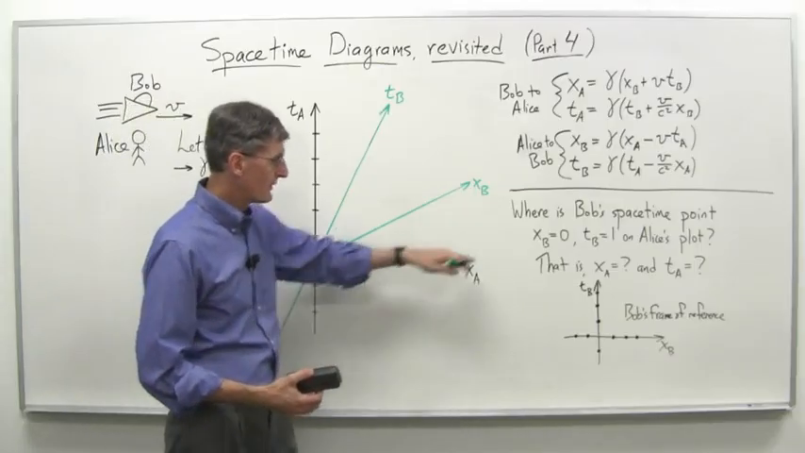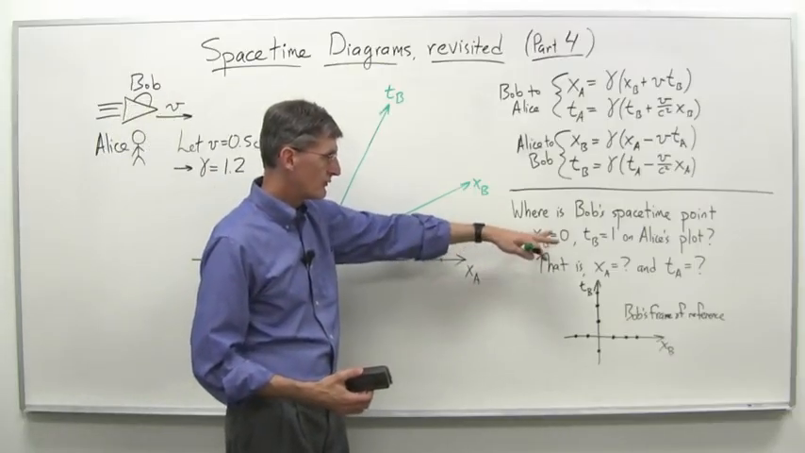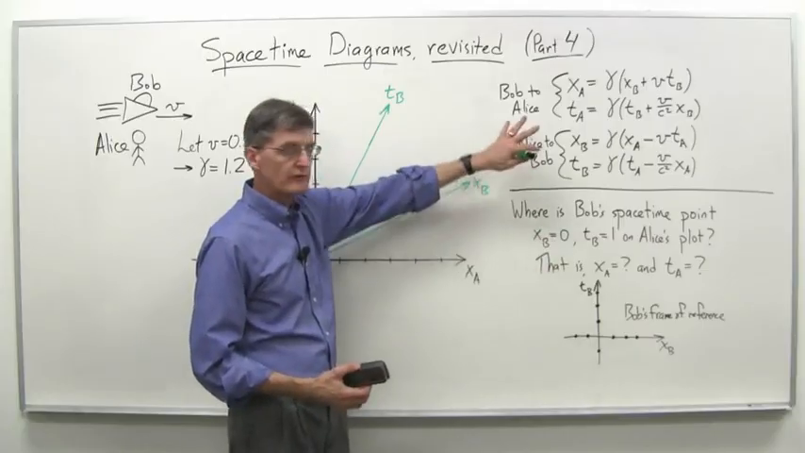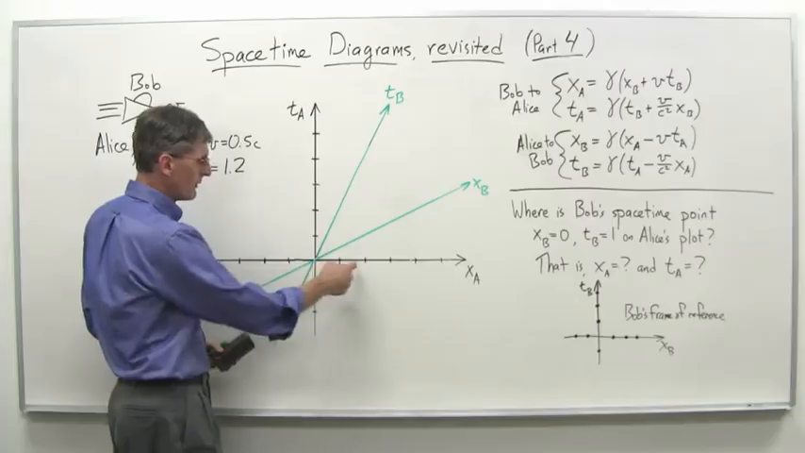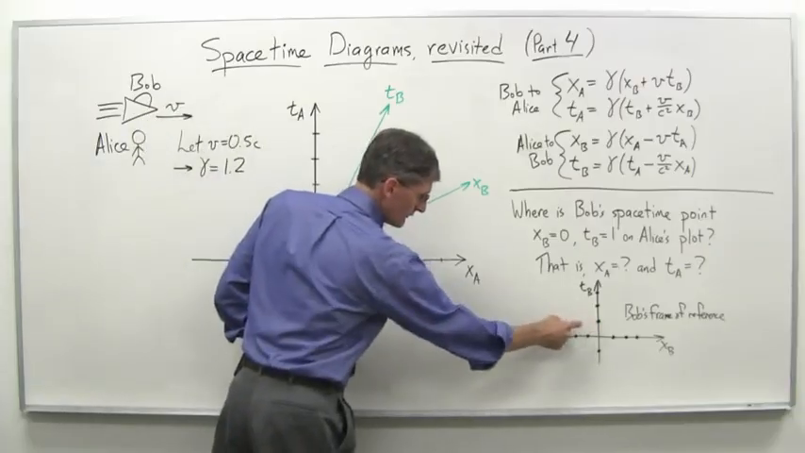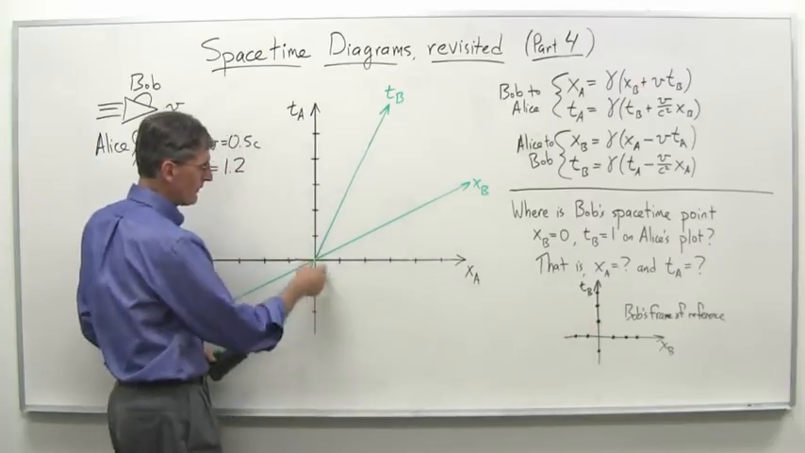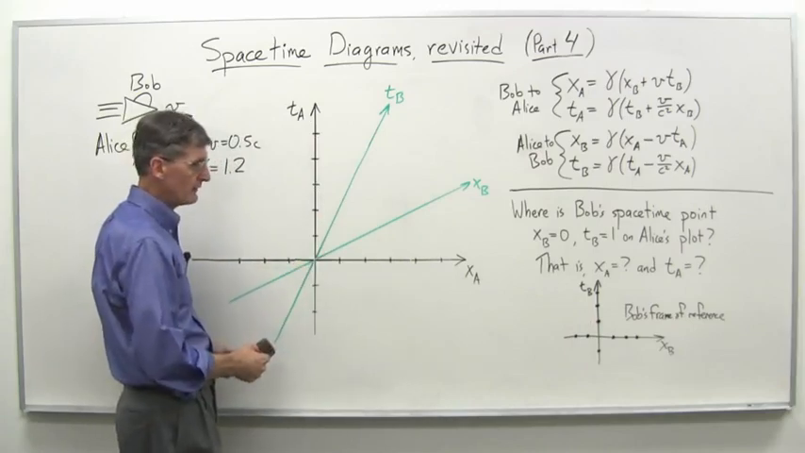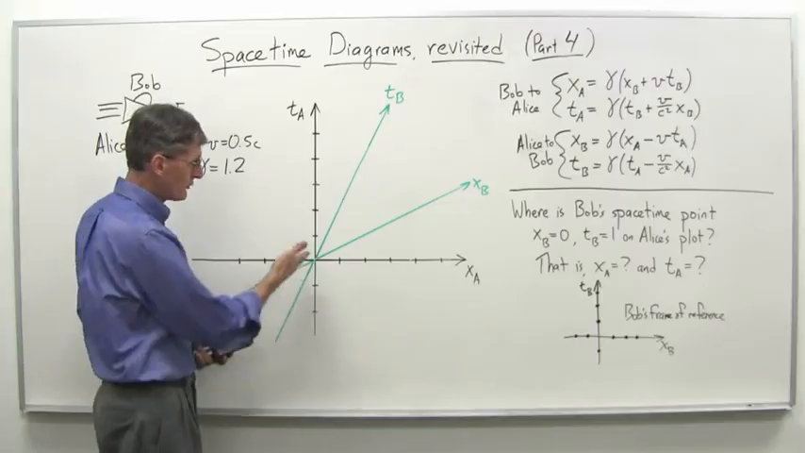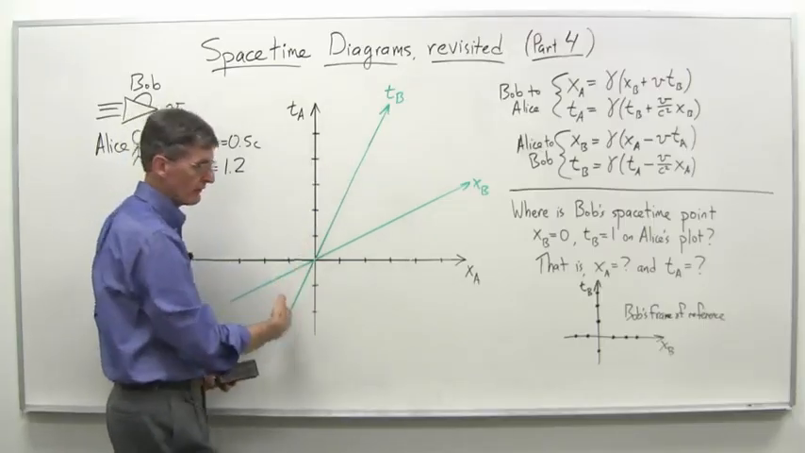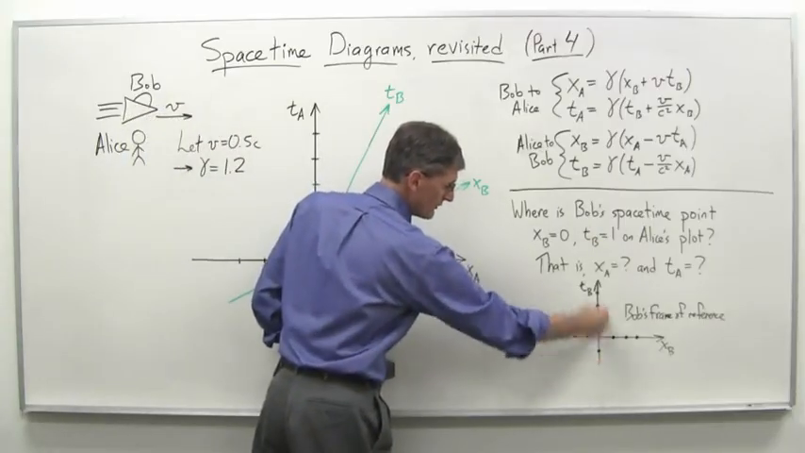So let's take a look at this. Bob's space-time point, x_B equals 0, t_B equals 0. We're going to use the Lorentz transformation equations to plot this point from Bob's frame of reference onto Alice's plot here. And we expect it's going to appear on the t_B axis, right? Because all these points are on the t_B axis.